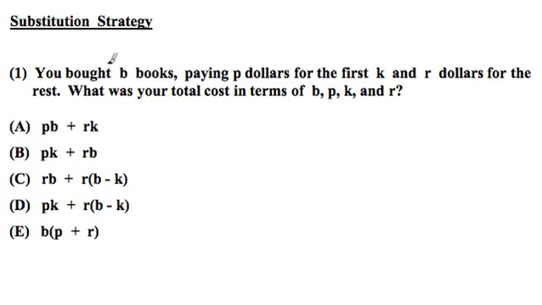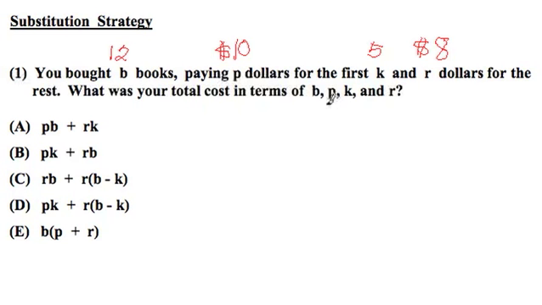Okay, first, let's choose some numbers. Let's say you bought 12 books, paying $10 for the first 5 and $8 for the rest. So we have different numbers for each variable. We didn't use 0 or 1.